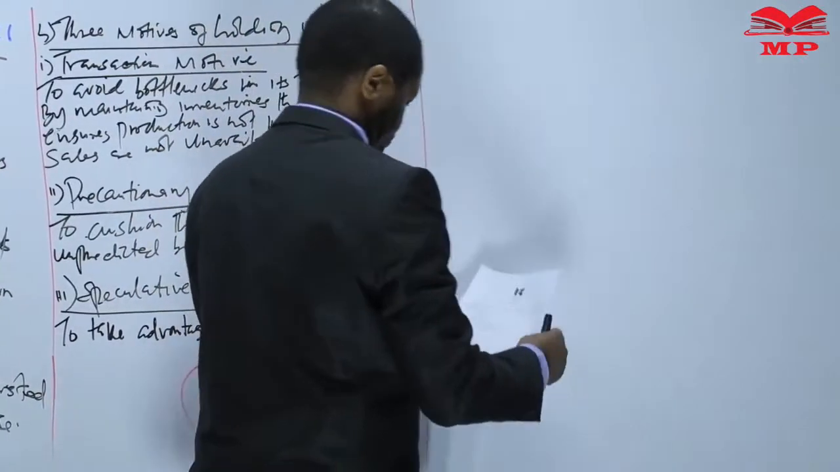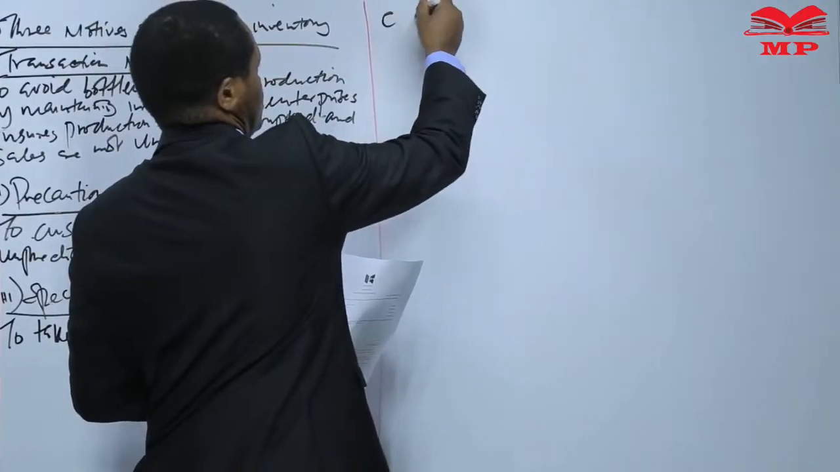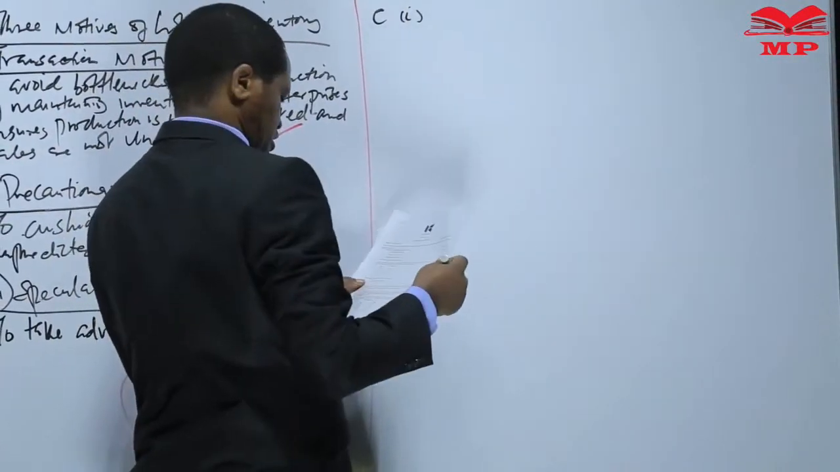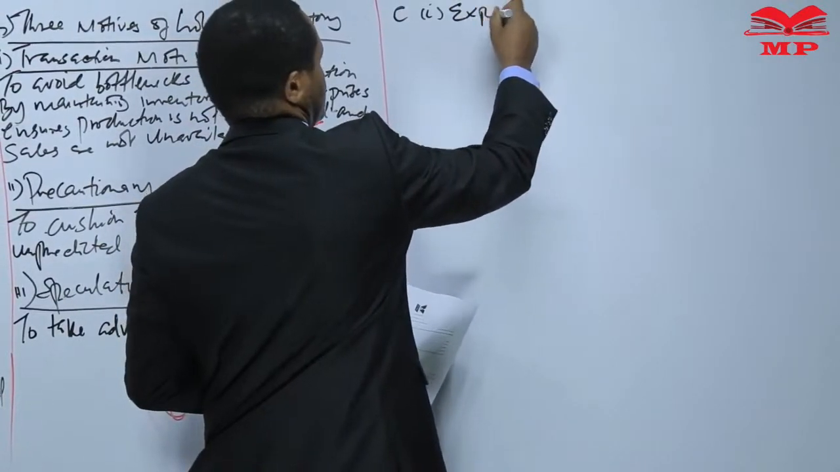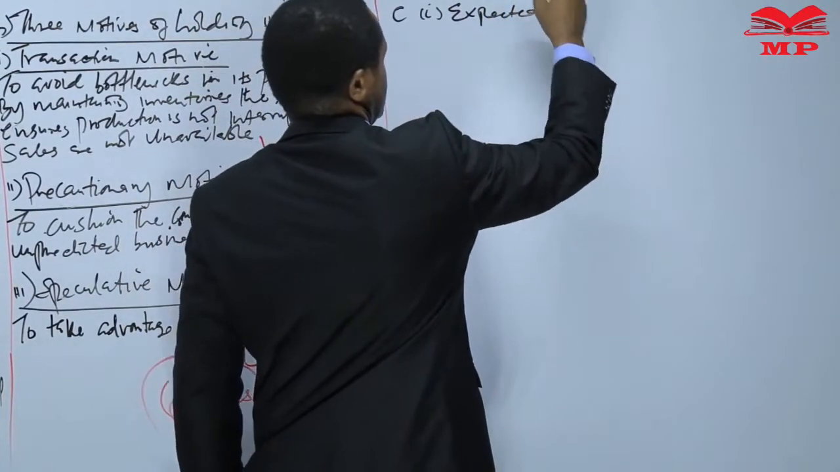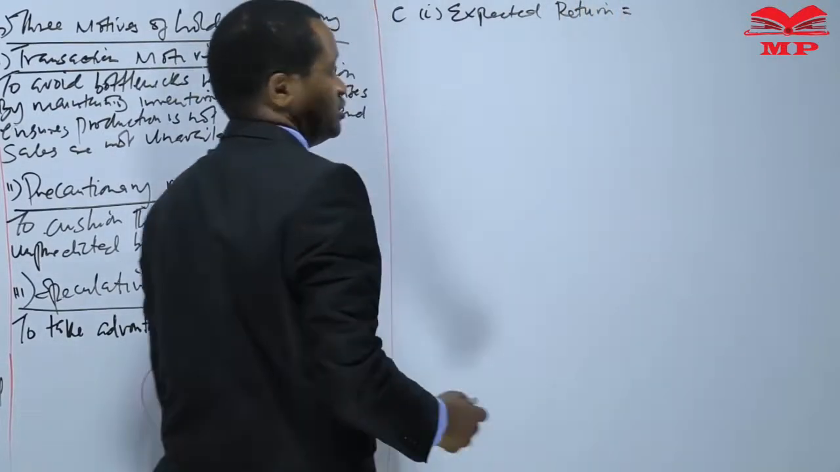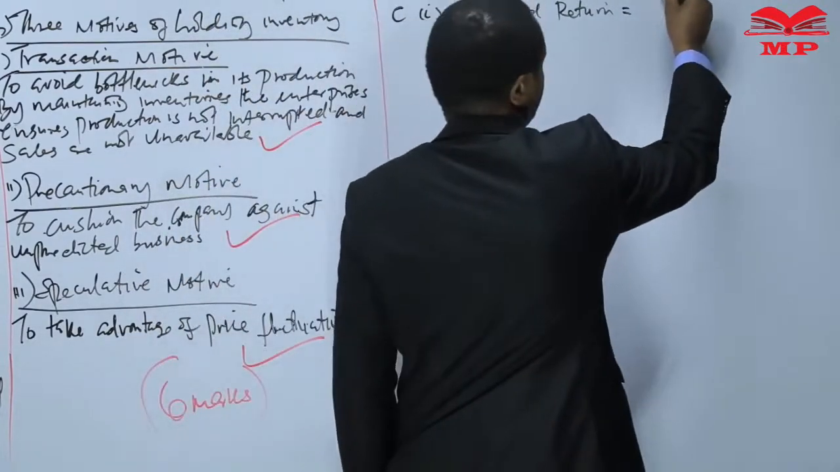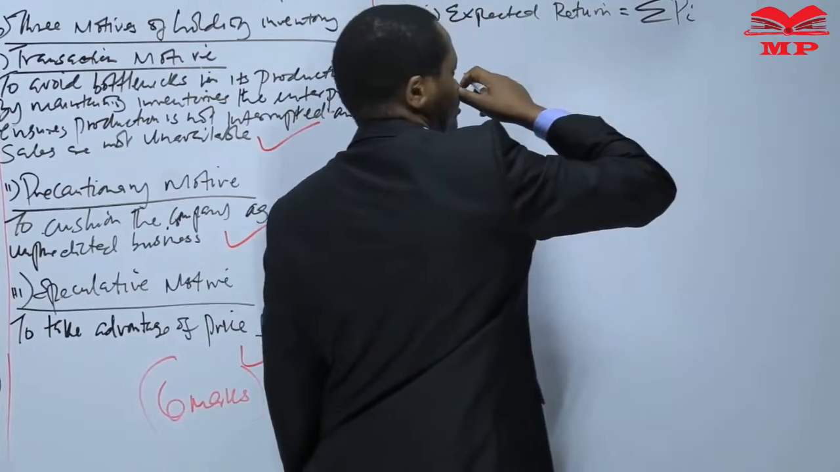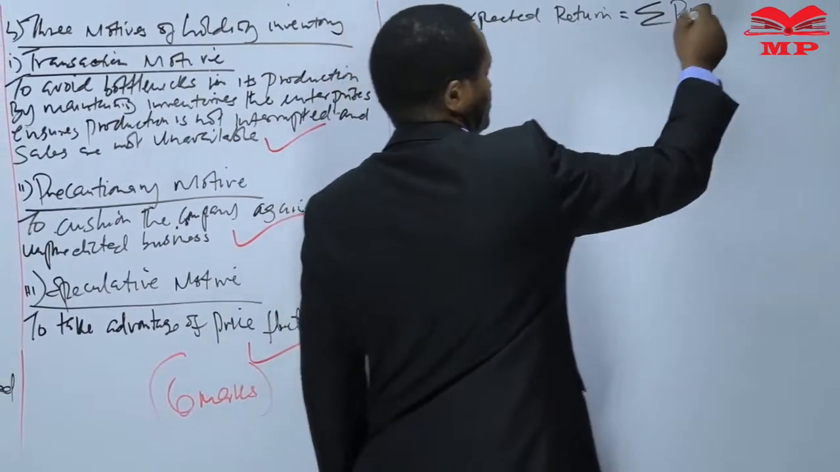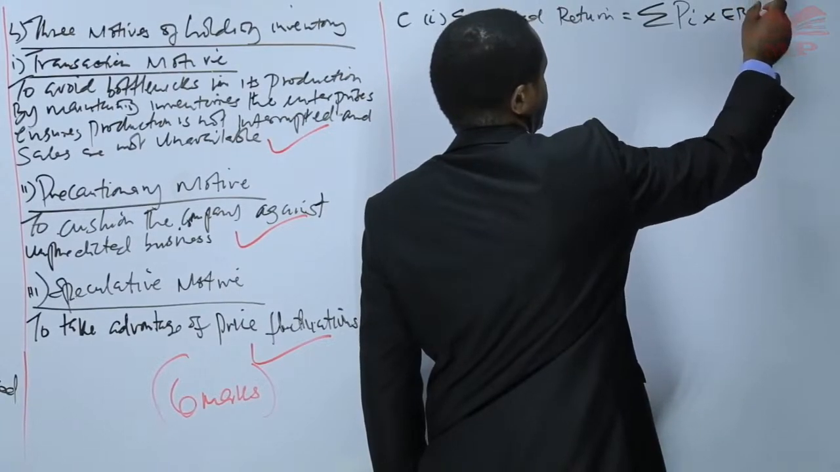This is Roman 1. The expected return. The return of the company's shares will be equal to the summation of the probability times the expected return.